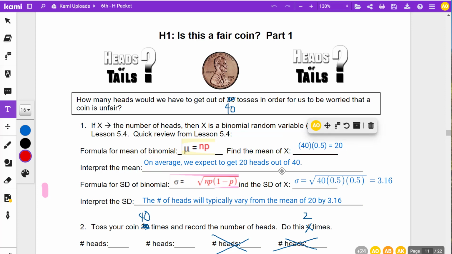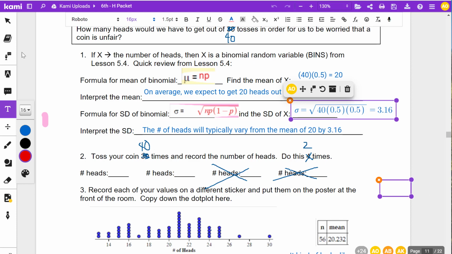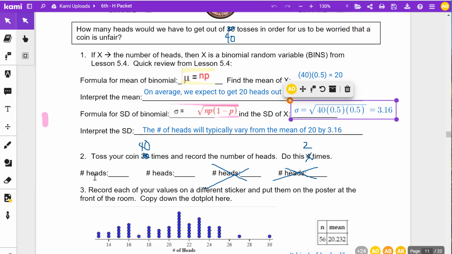And we calculated the mean, and how do we interpret it? On average, we expect to get 20 heads out of 40 flips, all right? Then we did the formula for standard deviation, and we found it was 3.16. And so how do we interpret it? The number of heads will typically vary from the mean of 20 by 3.16 heads.